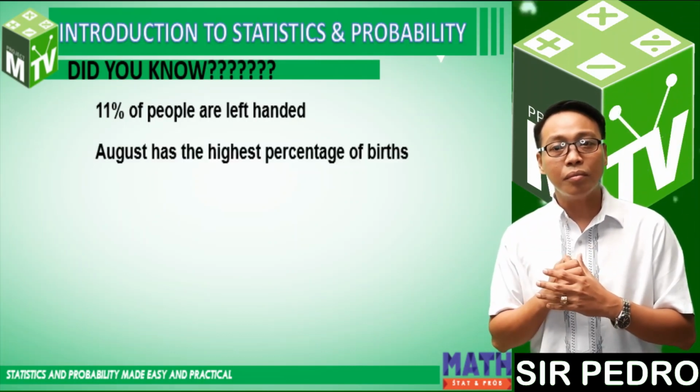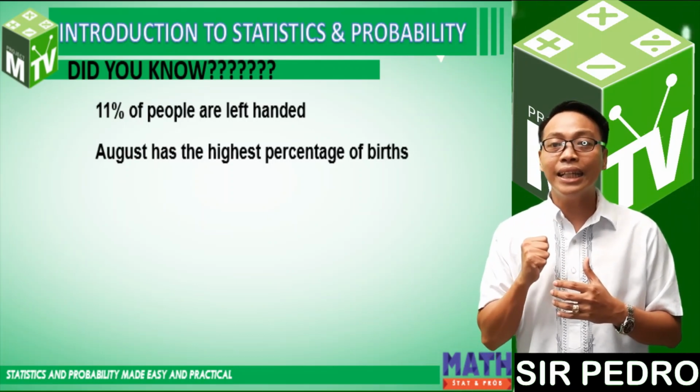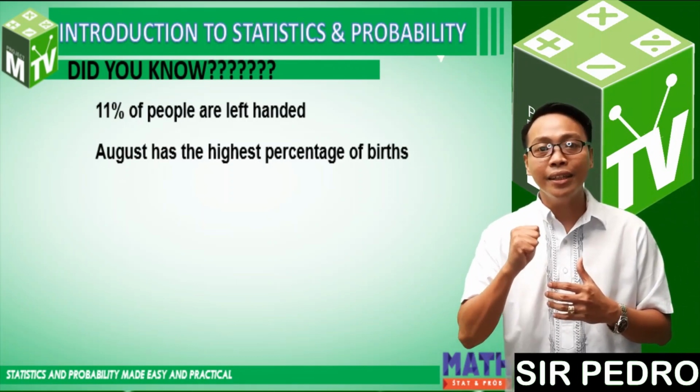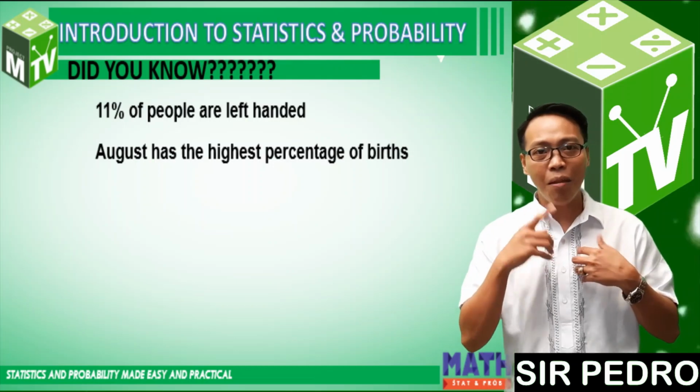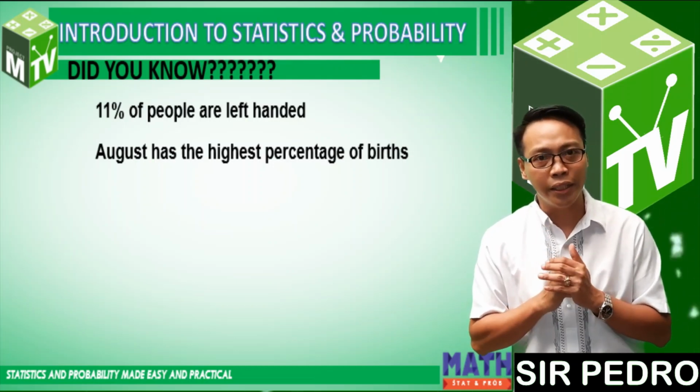Also, August is set as the highest percentage of birth. My God, I'm part of those. I'm born August 18, Leo.